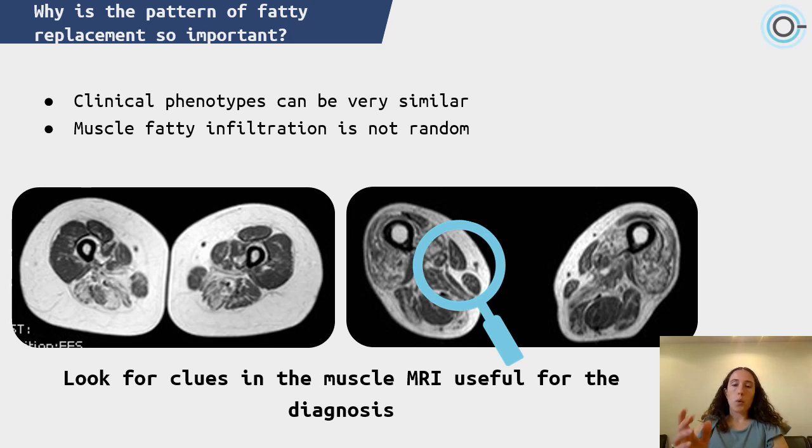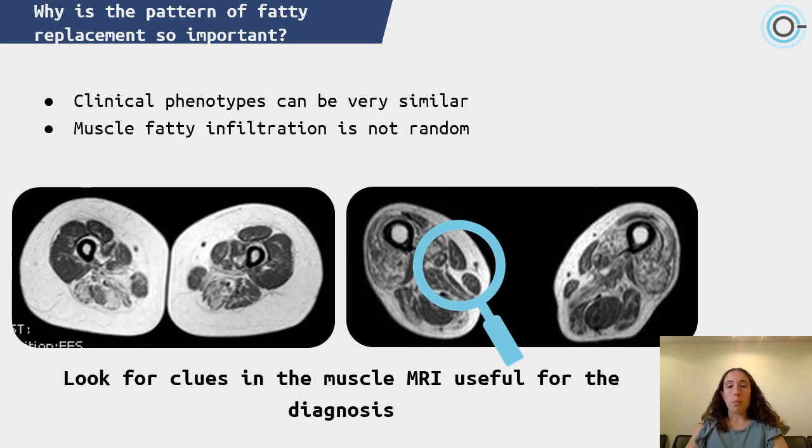However, the key question here is, why are we doing this? Why are we calculating the Mercuri score for all these diseases? The fact is that even though clinically muscle diseases might seem similar, so people might have muscle weakness predominantly in the proximal muscles of the limbs, when we have a look at the MRIs, we can see that fat infiltration is not random. Different diseases have particular patterns of fat infiltration that can help us in the diagnosis of that disease.